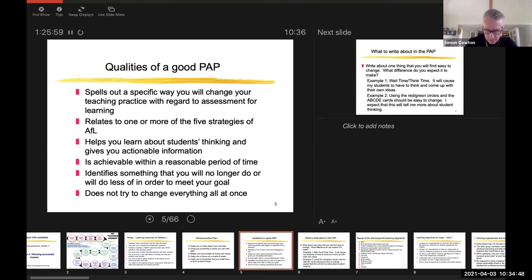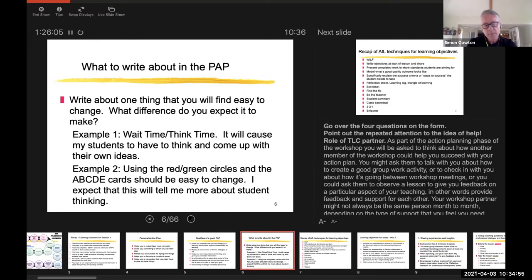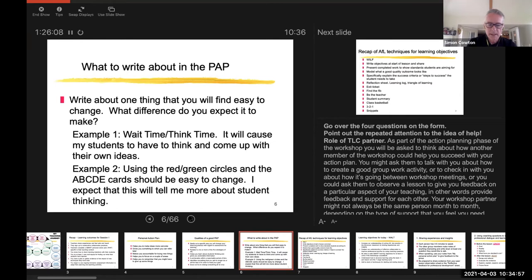Well, it's just not good enough because I don't know where I stand. So that was an example we looked at last time about what you should be writing in your personal action plan. One thing that you're going to find relatively easy to change, write down what that is. And I'm talking about within the context of assessment for learning. I'm not talking about "I'm going to develop speaking." That's not focused. That's not going to help anybody.